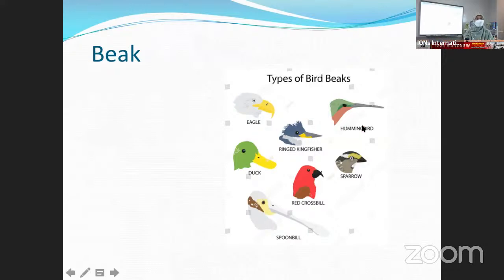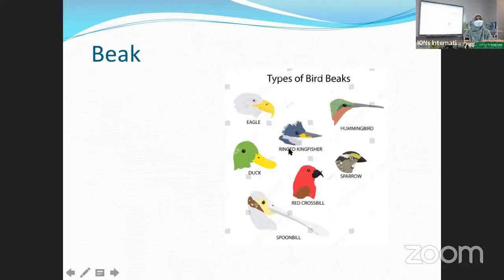How about the hummingbird? Does anyone know the hummingbird? Yes, the hummingbird is one type of bird, of course. And what does the hummingbird use its beak for? The hummingbird uses its beak for taking the honey from the flower. Very good. So the flower produces honey and the hummingbird comes to take the honey using its beak, paruh. How about a duck? Yes, a duck finds food in the pond using its beak.